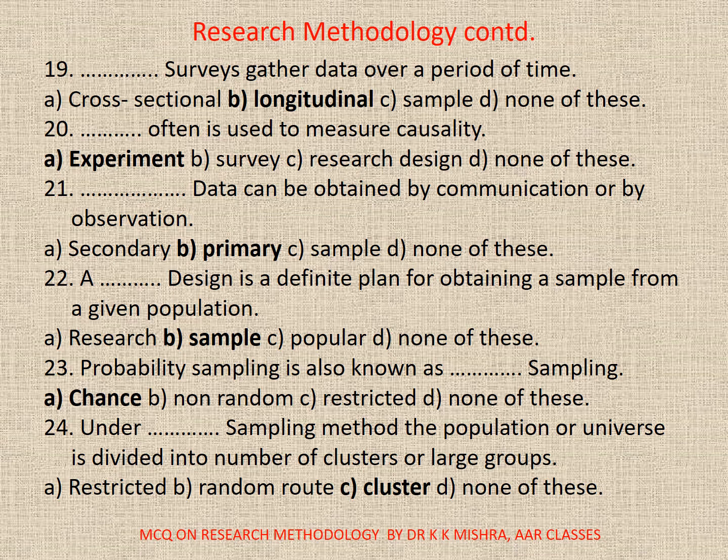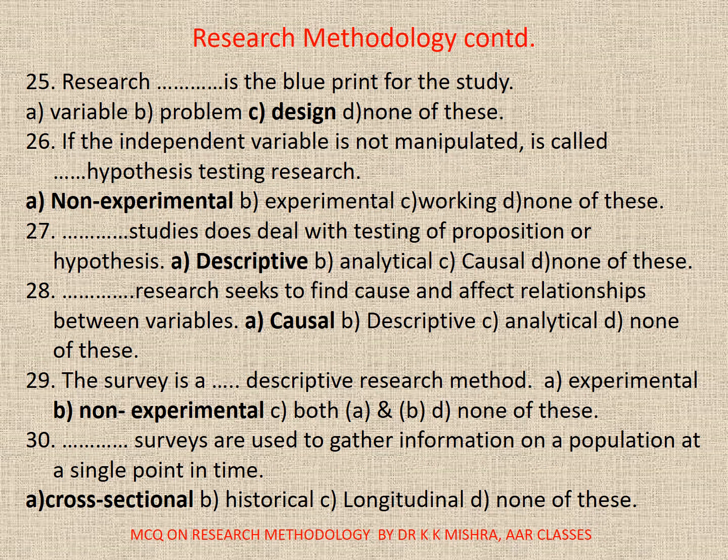Chance. 24. Under dash sampling method, the population or universe is divided into a number of clusters or large groups. A. Restricted. B. Random group. C. Cluster. D. None. The correct option is C. Cluster. 25. Research dash is the blueprint for the study. A. Variable. B. Problem. C. Design. D. None. The correct option is C. Design. 26. If the independent variable is not manipulated, it's called dash hypothesis testing research. A. Non-experimental. B. Experimental. C. Working. D. None. Correct option is A.